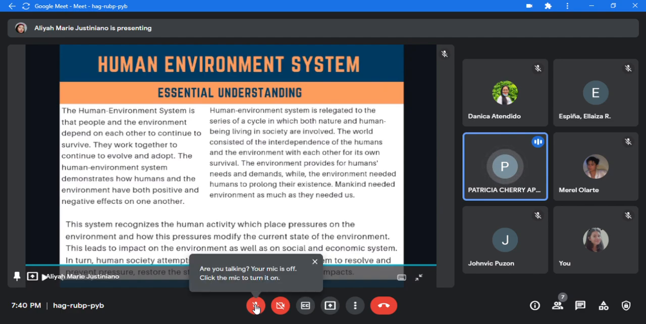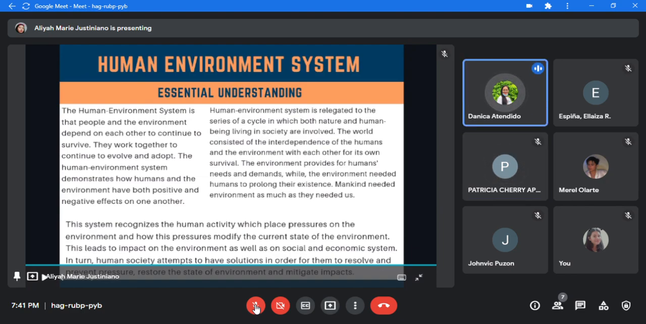This system recognizes the human activity which places pressure on the environment and how this pressure modify the current state of the environment. This lead to impact on the environment as well as on social and economic system. In turn, human society attempts to have solution in order for them to solve and prevent pressure, restore state of environment and mitigate impacts. The way humans impact the environment through their thoughts and actions. The environment has an impact on humans, and humans have an impact on the environment. These effects evident in themselves in a variety of ways.